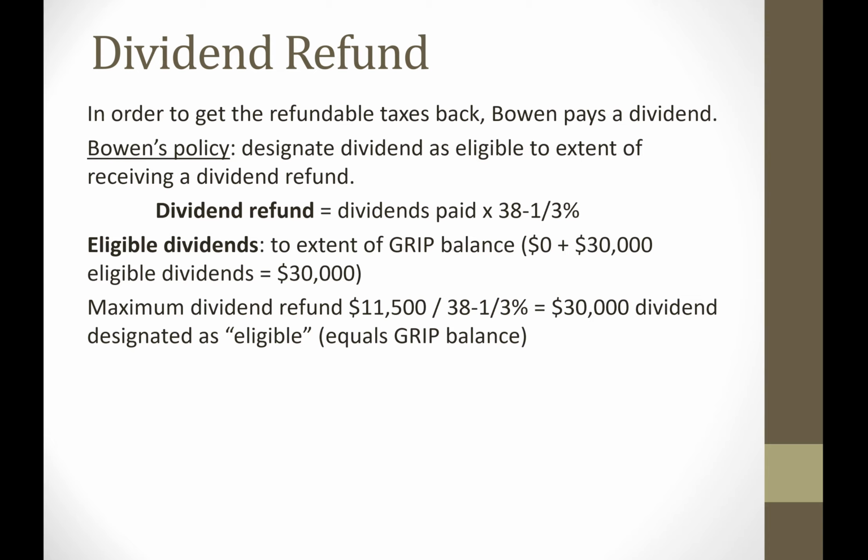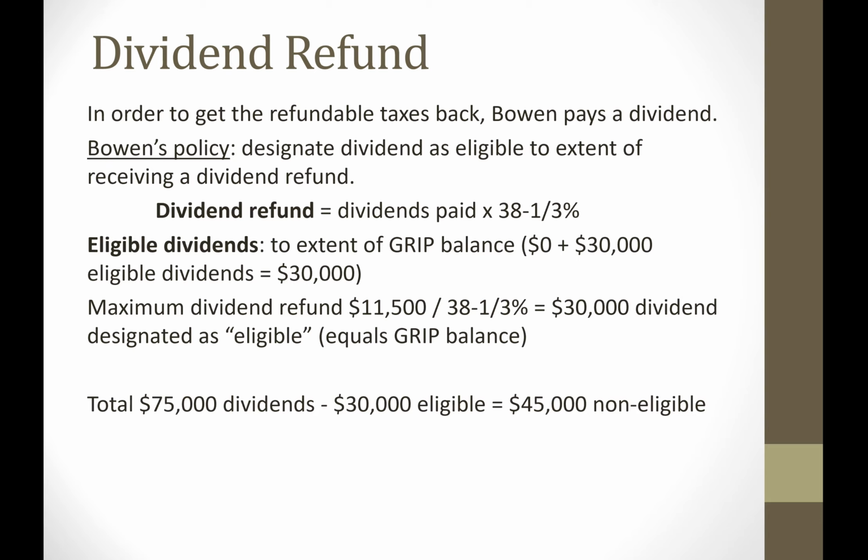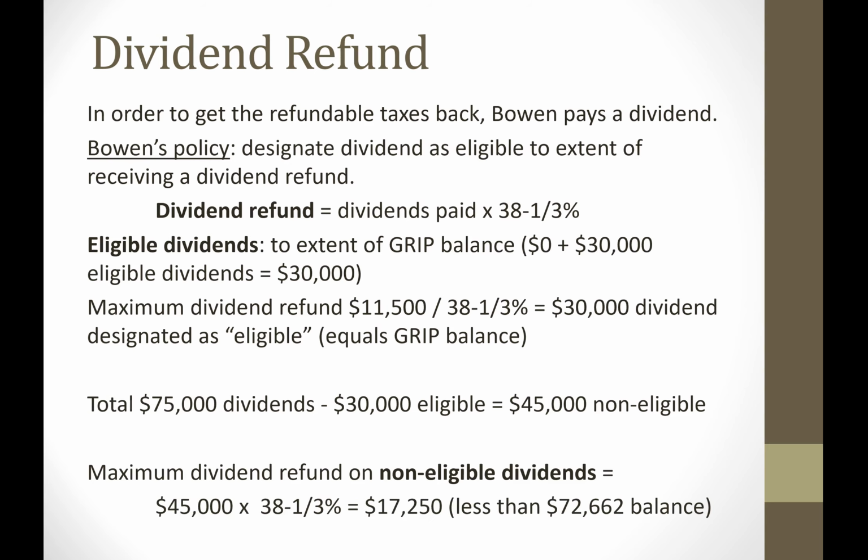Now, let's figure out how much will be designated as non-eligible. If the total dividends paid is $75,000 and $30,000 is designated as eligible, the remainder, $45,000, is going to be non-eligible. By paying a non-eligible dividend, they will also be entitled to a dividend refund, but once again, to the extent of the balance in their non-eligible RDTOH account. So let's calculate what the dividend refund is going to be. The dividend refund on the non-eligible dividends is going to be $45,000 times 38 1/3%, which is $17,250. That is less than the balance they have in the non-eligible RDTOH account of $72,662. So the maximum dividend refund they can get is going to be $17,250.